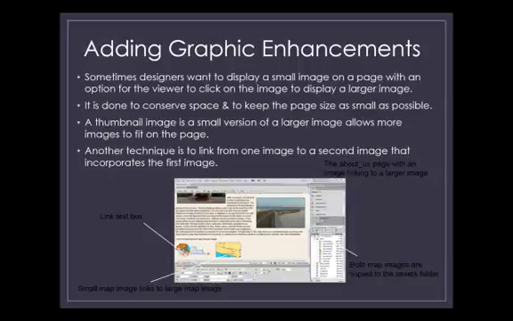To accomplish this, you're going to need two versions of the same image using an image editor such as Photoshop. One that is small in dimensions and file size, and one that is large in dimensions and file size. After you have both images ready, you place the small image on your page, select it, and then link to the larger image. When the user clicks on the small image in a browser, the large image opens.